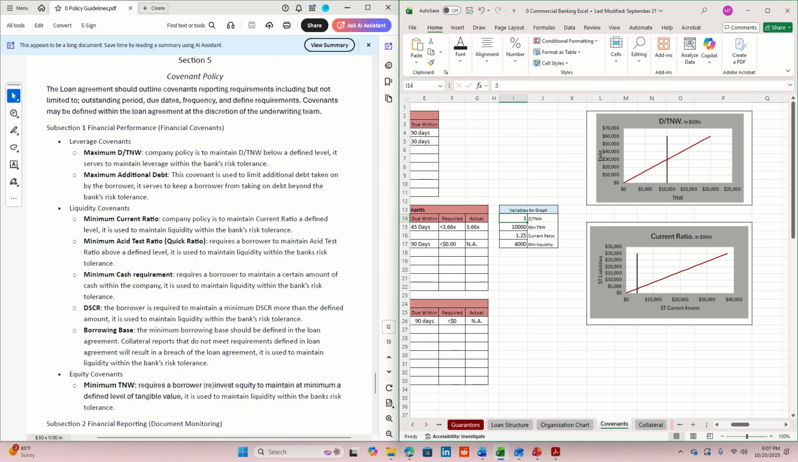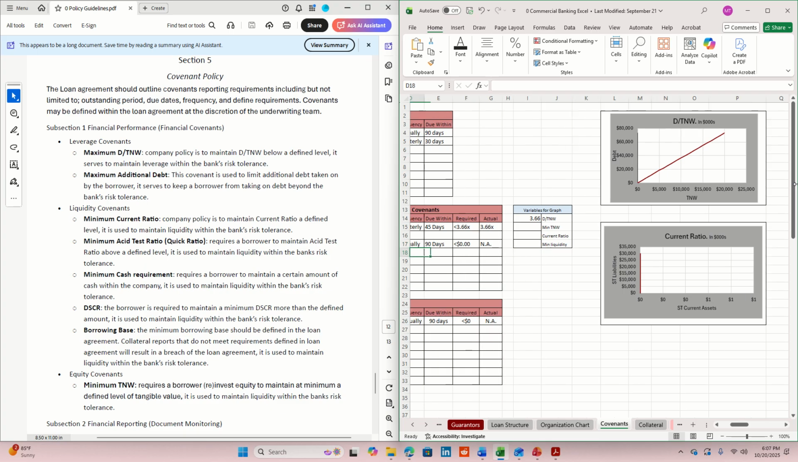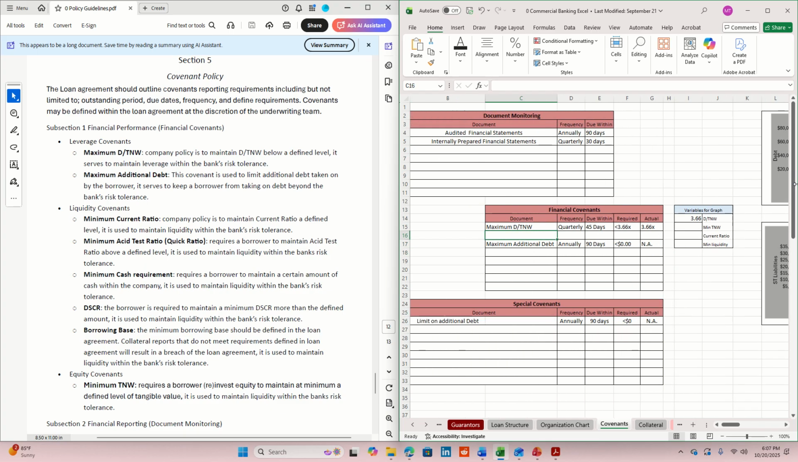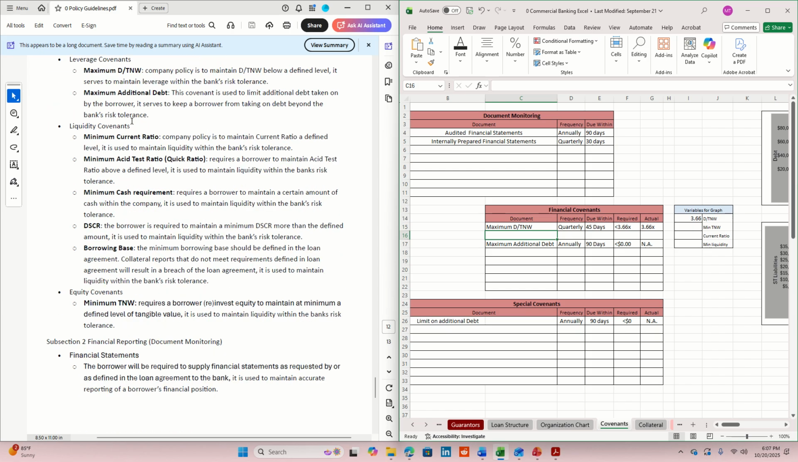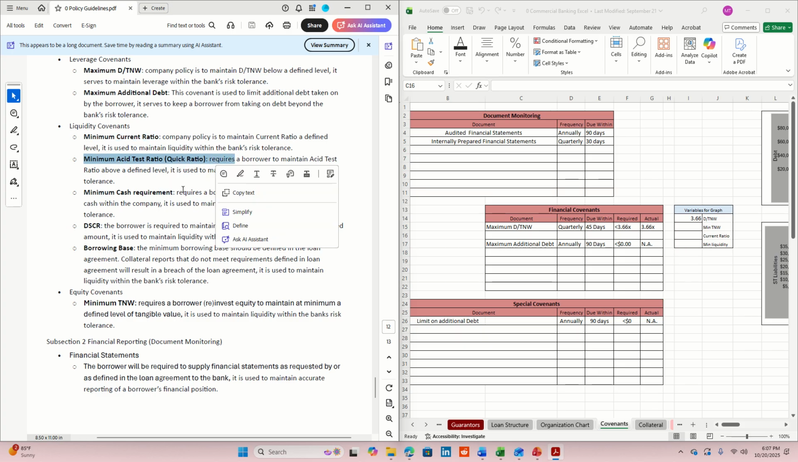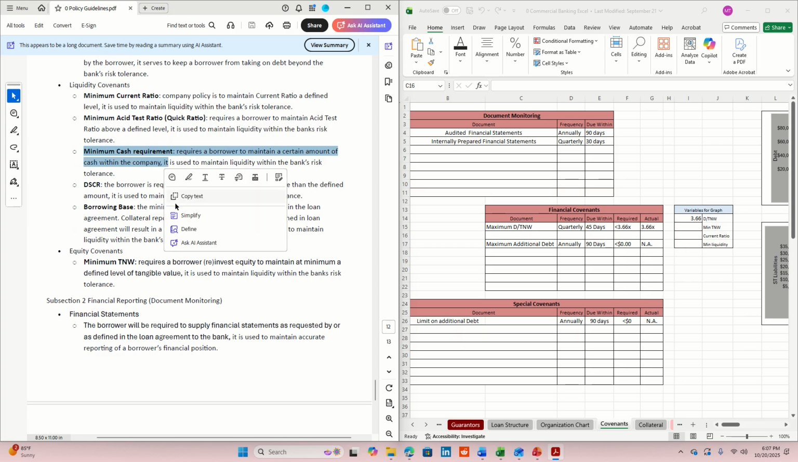Okay? So there's this thing, variables for graph. When you have a debt to tangible net worth covenant, I want you to come over here and write down that debt to tangible net worth covenant. Now I don't have a minimal tangible net worth covenant, so I'm gonna remove that. I don't have a current ratio covenant. I don't have minimum liquidity covenant, not yet. Okay, so maximum debt to tangible net worth. We have both of these done. Liquidity covenants. Minimum current ratio. Minimum acid test ratio. Minimum cash requirement.